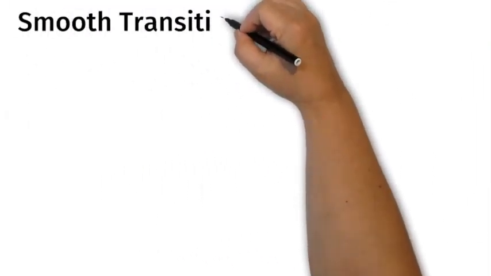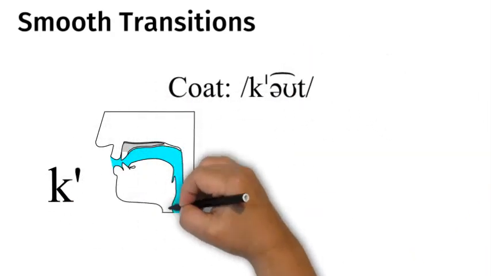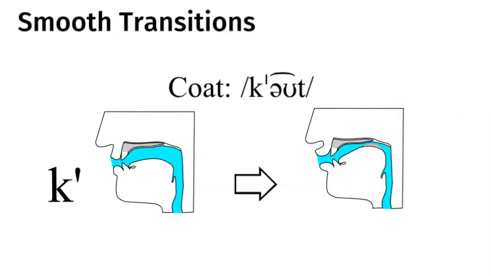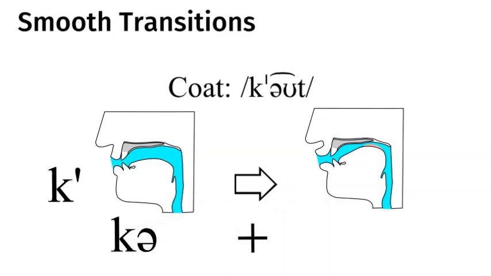Smooth transitions are sequences of two or more vowels that might be perceived as a single diphthong in casual or fast speech, but are actually distinct vowels when pronounced slowly. For example, coat. The mouth moves smoothly from the schwa to u, a single changing vowel sound. Coat.